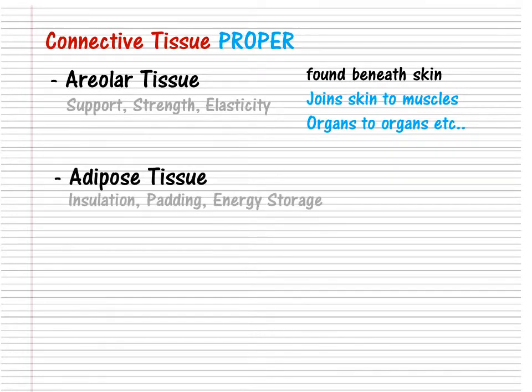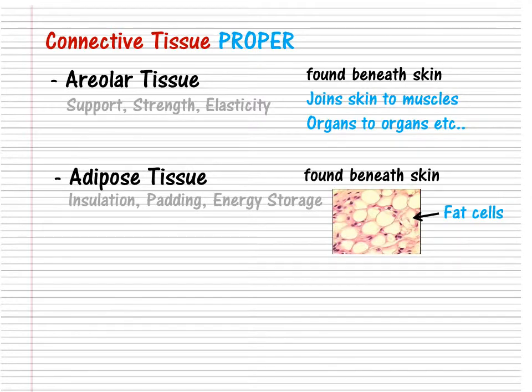Then there is adipose tissue, which provides insulation against heat, for example. It also acts as padding for internal organs, and it also does energy storage. So the cells in the adipose tissue are commonly known as the fat cells.